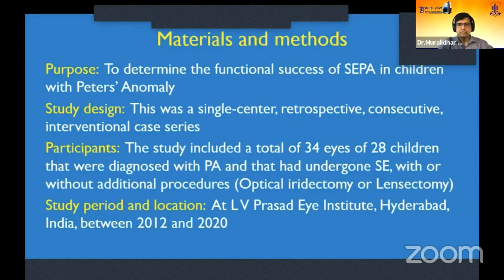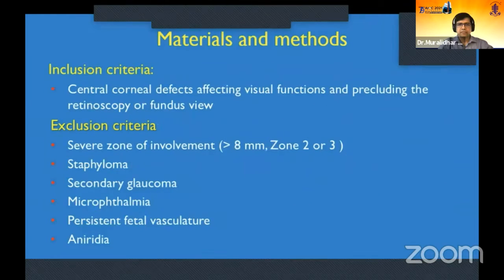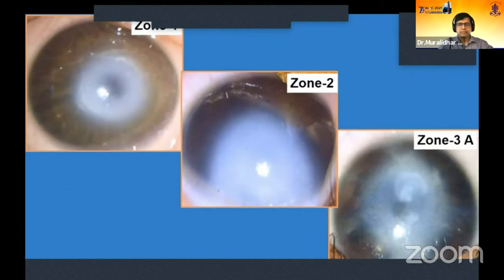The study was conducted at LV Prasad Eye Institute, Hyderabad, India, over a period of 8 years between 2012 and 2020. Based on the location and extent of the corneal opacification, the corneal opacity can be categorized into Zone 1, which is a central island of corneal opacification within the central 6 mm. Zone 2, central cornea with the peripheral cornea involved.